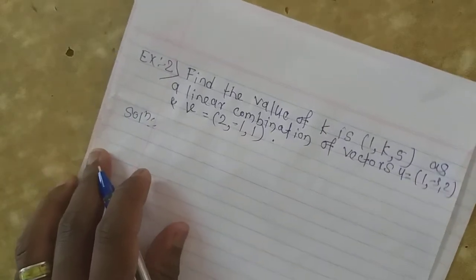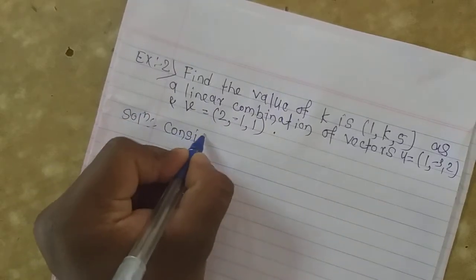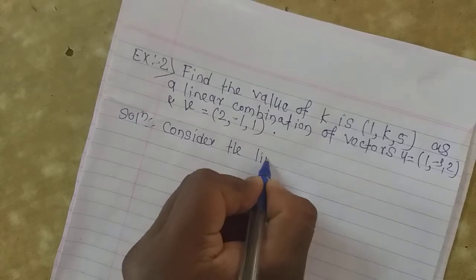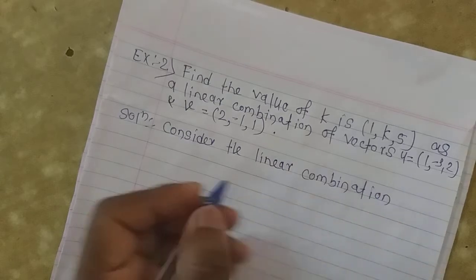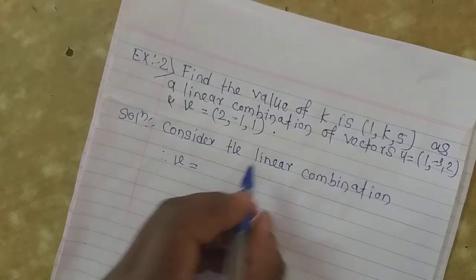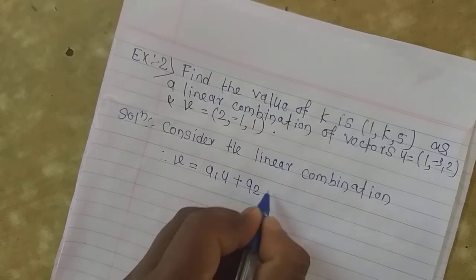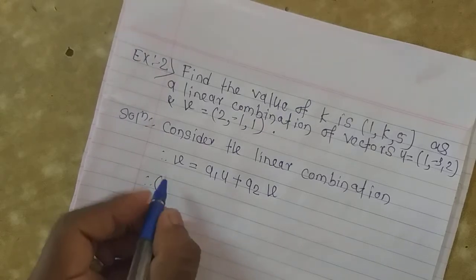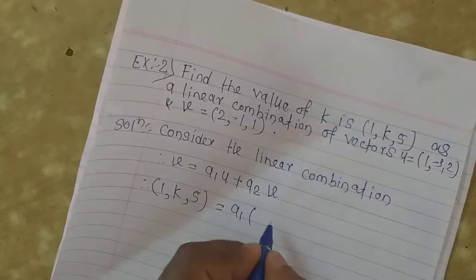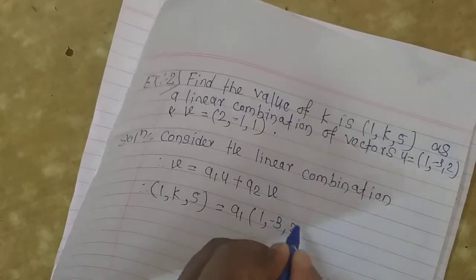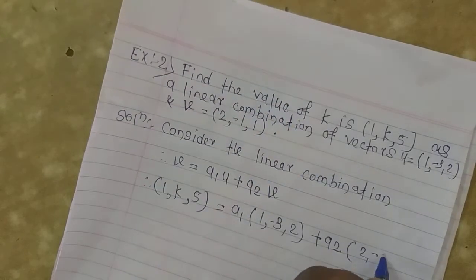In that problem we find the value of k by using the linear combination. Consider the linear combination that v is equal to a1u plus a2v, as the vectors are given. Substitute the values of the vectors: the resultant vector (1, k, 5) is equal to a1 times (1, minus 3, 2) plus a2 times (2, minus 1, 1).